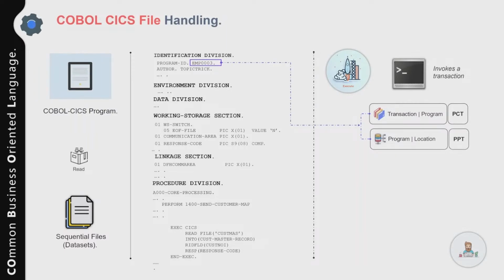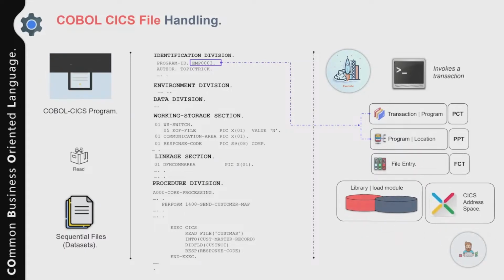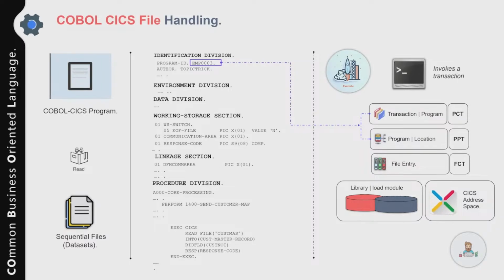Every transaction must be defined in a special Kicks table, that is Program Control Table or PCT. It includes a list of valid transaction identifiers, and each identifier is paired with a Kicks program that will be loaded and executed when a transaction is invoked by the user. Another important Kicks table is called Processing Program Table or PPT, and it contains a list of valid program names. This table keeps track of which programs are located in storage. And the last table is FCT, that is File Control Table, and it is used to keep track of files which are available to your application program.